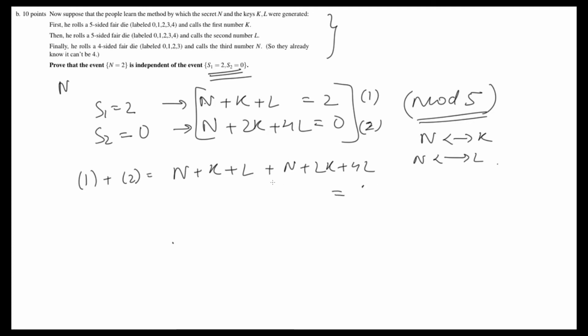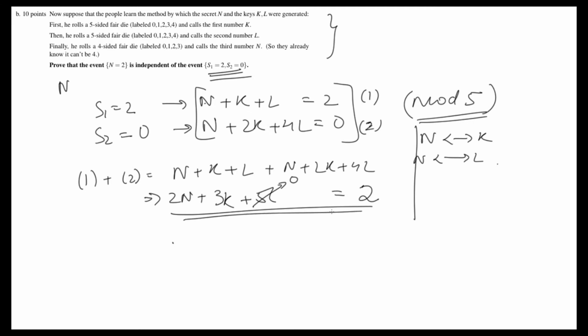is equal to, I'm just going to put everything into the next line, 2n plus 3k plus 5l, which goes to 0, is equal to 2, right? Therefore, what do you know about this? Let's take 2n to the other side, so 3k is equal to 2 minus 2n. This is still mod 5, and I'm assuming again that everything down here is mod 5.